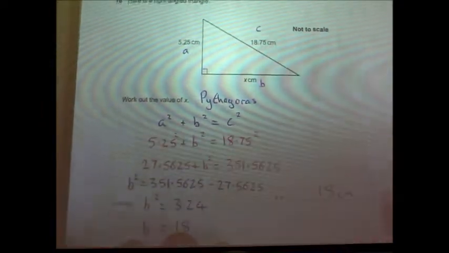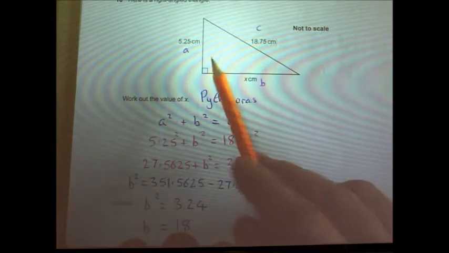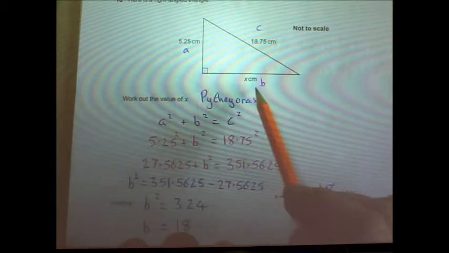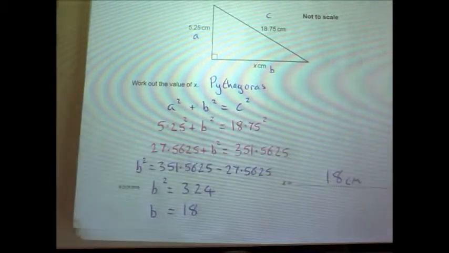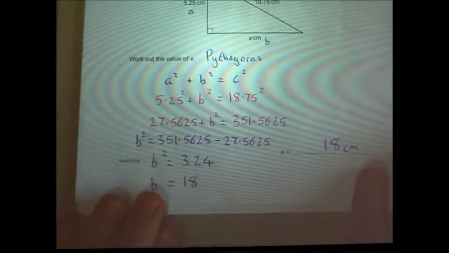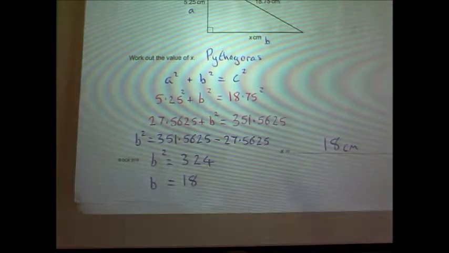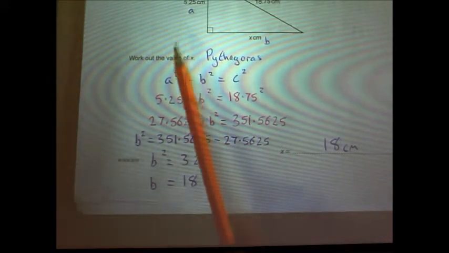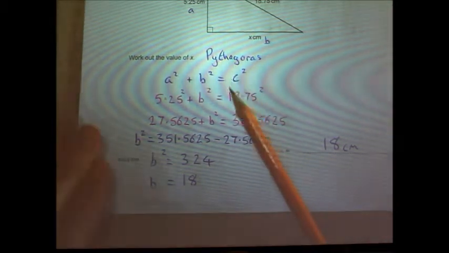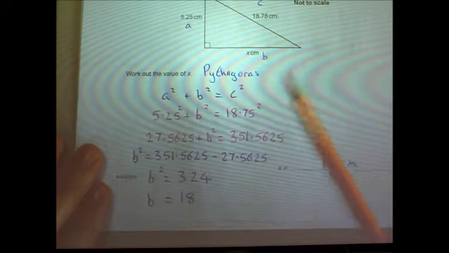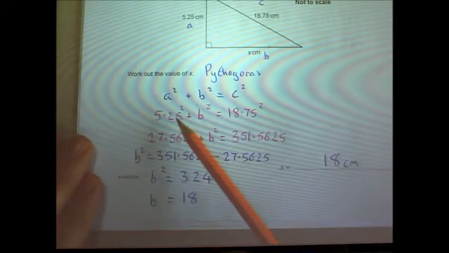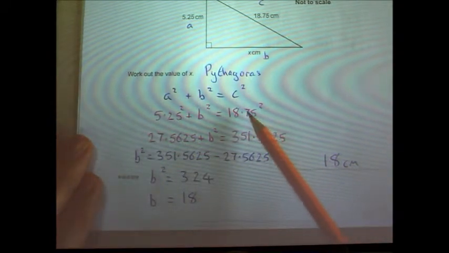Next one, 16. Here's a right angled triangle. It's a Pythagoras question. I've labelled my sides A, B and C, and you have to find out this length here. I'll just put my workings on the table for you so you can zoom in and have a look. A squared add B squared is C squared. So A squared, which is 5.25 squared, add B squared, which we don't know, is C squared, which is 18.75 squared. So I've squared 5.25, I've squared 18.75.